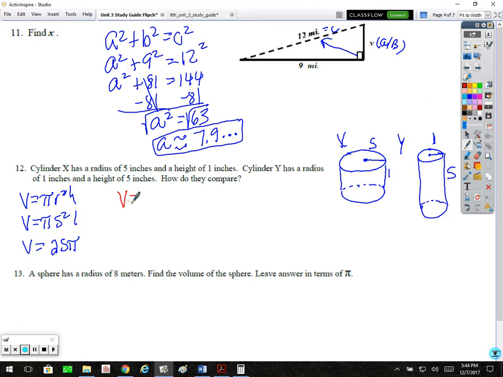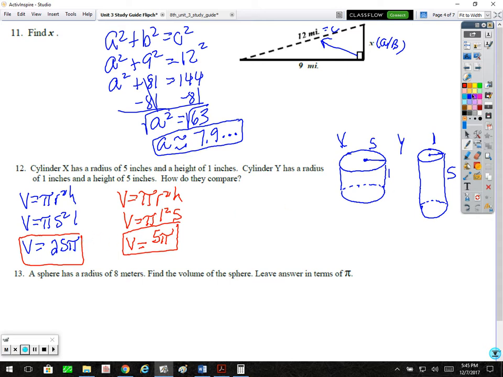So we have volume equals pi r squared h. This time my radius is 1 and my height is 5, so pi times 1 squared times 5. You should get 1 squared is 1 times 5, so you should get 5 pi. Then it wants us to compare. If I look right here, volume for the X and volume for the Y, you have 25 over 5. There are a number of ways to compare this, but the quickest way is just how much bigger is this one? How many times bigger is this one?